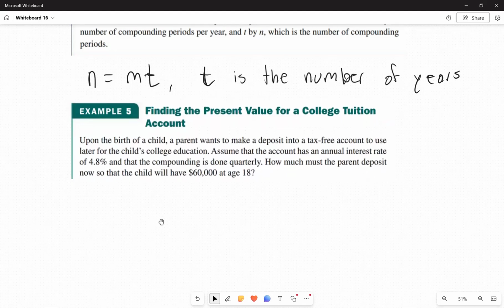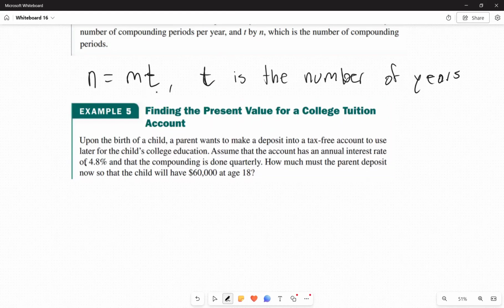find the principal. So upon the birth of a child, a parent wants to make a deposit into a tax-free account to use later for the child's college education. Assume that the account has an annual interest rate of 4.8% and that the compounding is done quarterly. How much must the parent deposit now so that the child will have $60,000 at age 18?